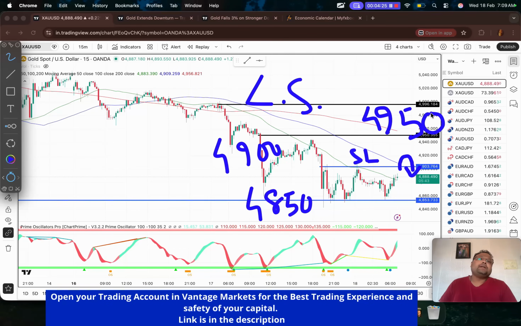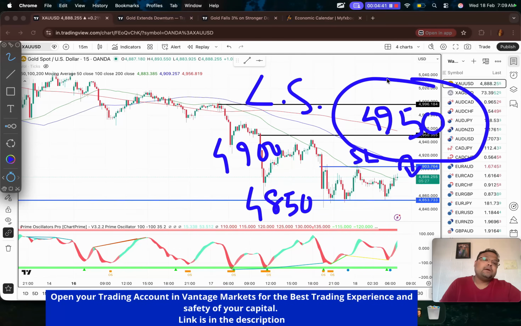So if you see the market struggles around the 4950 area, if you see gold is showing price rejection from above, or if you see some shooting star kind of a pattern, or strong price rejection or hanging man kind of a pattern, you can look for a sell around 4950 as well. So these are the two selling opportunities that I see on the chart of gold right now while recording the video.